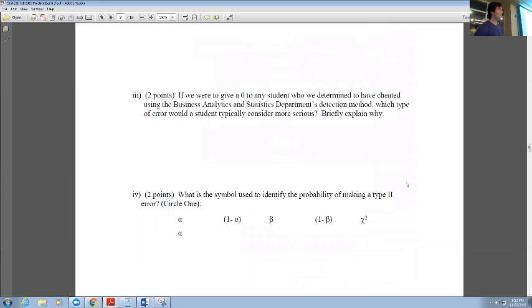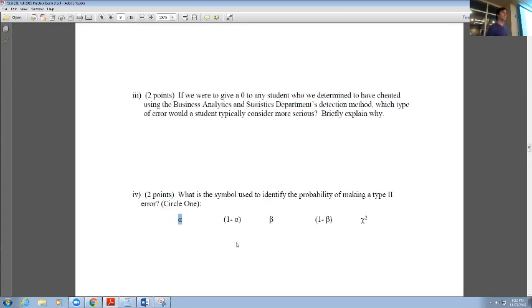So what is the probability of making a type 2 error? A, B. Type 2 is beta. The probability of making a type 2 error is beta, and this is power over right here. Power is being able to correctly reject a false null. So this is power, and this is beta.